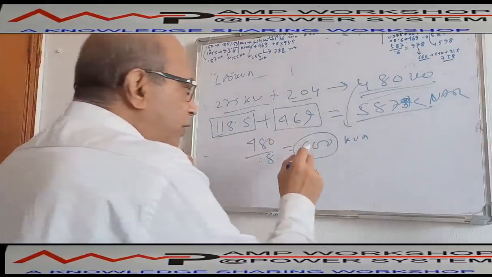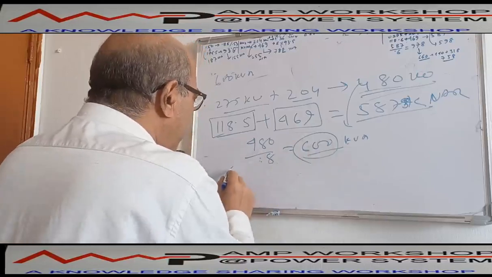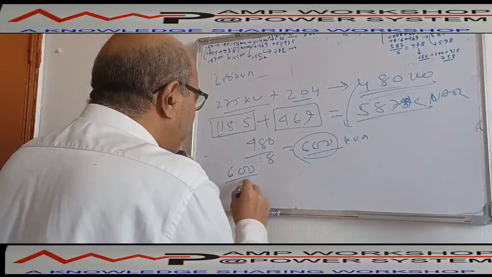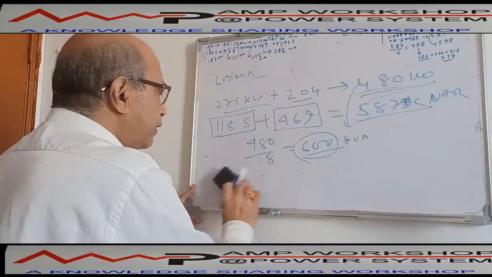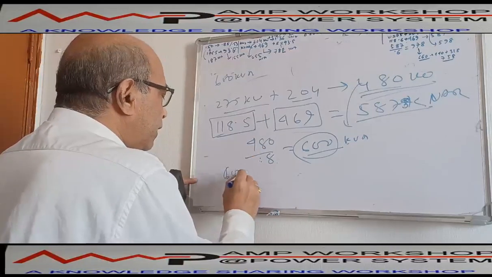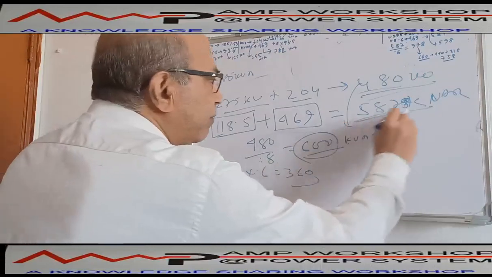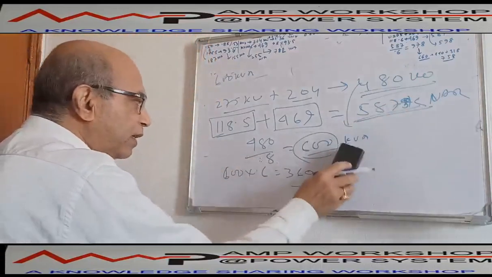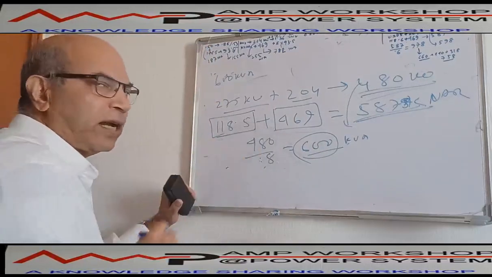Now, if you consider a 600 kVA generator running at 0.8 power factor, how much kVAR will it be giving? It will be giving 600 into 0.6, which is equal to 360 kVAR. But our requirement is 587. So this 600 kVA generator is not enough. That means from the kilowatt point of view, we cannot size the generator.